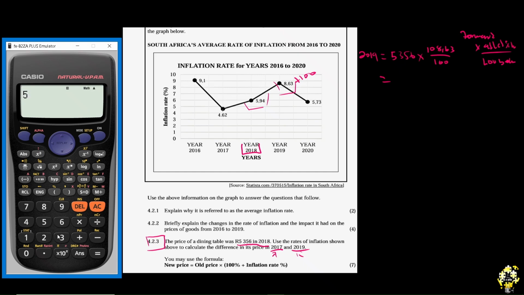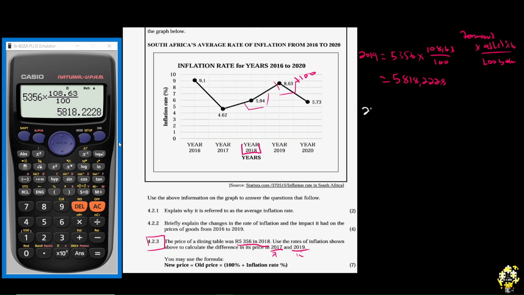Let's see what we have for this one. So we have 5,356. Okay, you're not dividing. What am I doing? 5,356, you multiply it by 108.63. You divide it by 100. Okay, you get that the price in 2019 was 5,818.2228.